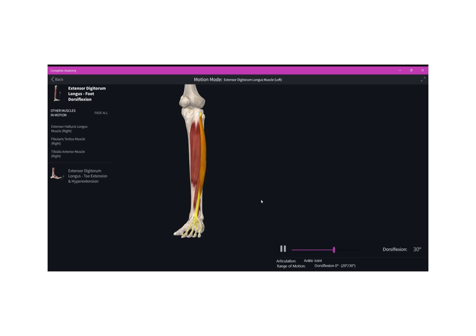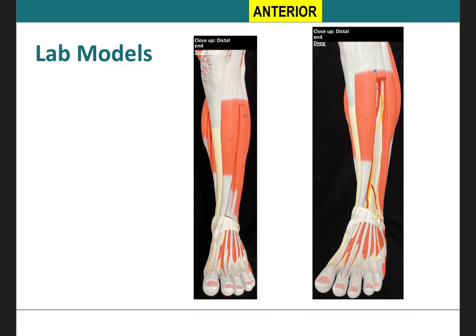Notice how when it's highlighted, that's when you're bringing your foot up, dorsiflexion. For the lab models, this would be your tibialis anterior, this huge muscle over here. And here we have removed the extensor digitorum and the extensor hallucis longus. So this would be your extensor digitorum longus. And this tiny one over here is your extensor hallucis longus. So this will go to your big toe, and this one will split into the digits.